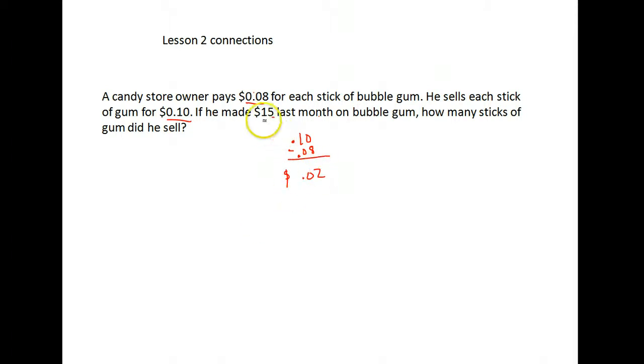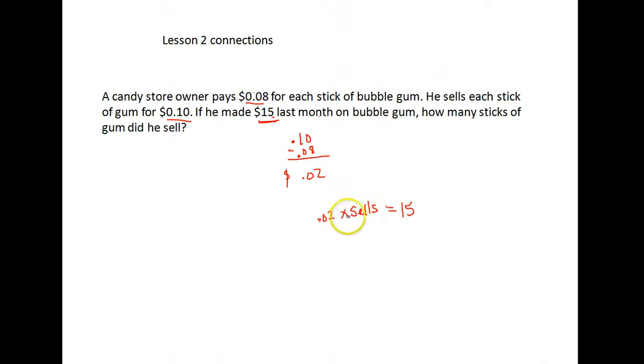Well, how many would he have to sell to get $15? To find out how much he makes, we would take the 2 cents times the number that he sells. Okay? In this case, they told us that he ended up making $15. So here we want to find out how many he sold.